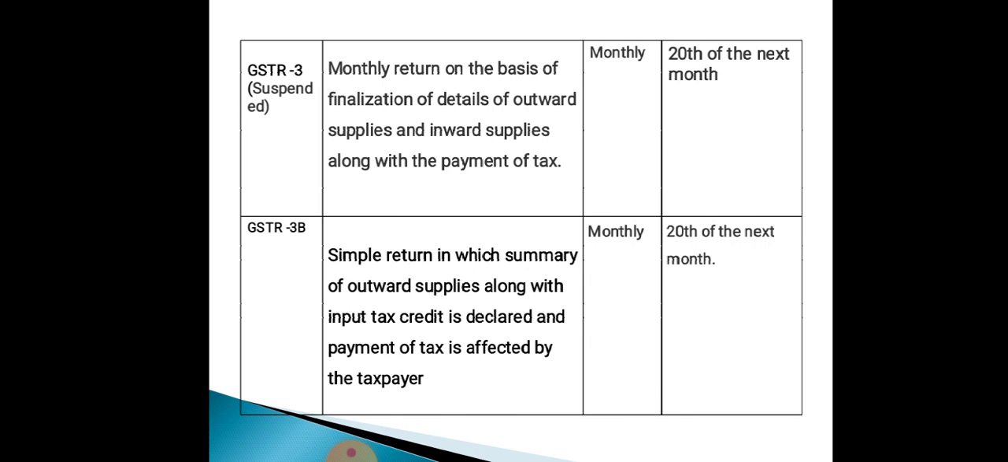Next, GST return 3B, a simple return in which a summary of outward supplies along with the input tax credit is declared and payment of tax is effected by the taxpayer. GST return 3B is a monthly self-declaration that has to be filed by a registered dealer from July 2017 till March 2020. Note: you must file a separate GST return 3B for each GST number you have. Second point, tax liability of GST return 3B must be paid by the last date of filing GST return 3B for that month. Last point, GST return 3B cannot be revised.